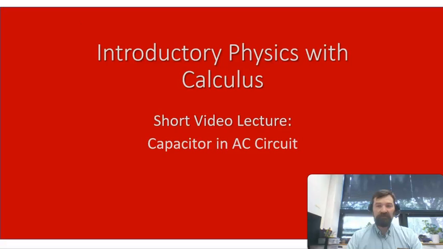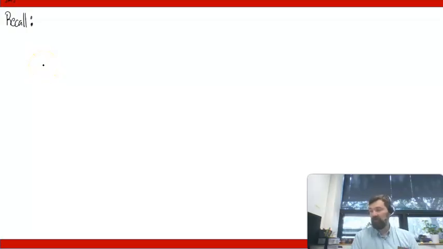Today's video we're going to be talking about a capacitor in an AC circuit. So basically, what happens when you apply a sinusoidal signal to a capacitor? To do this we should recall first and foremost just what it is that the AC signal should look like. So recall that our AC signal varies sinusoidally.